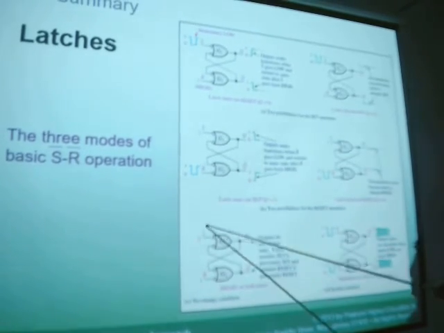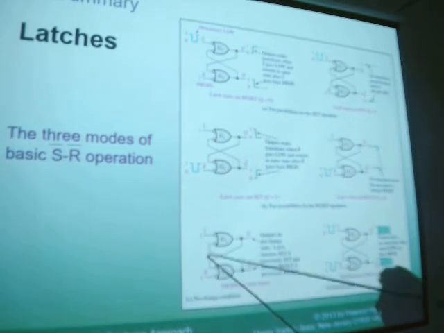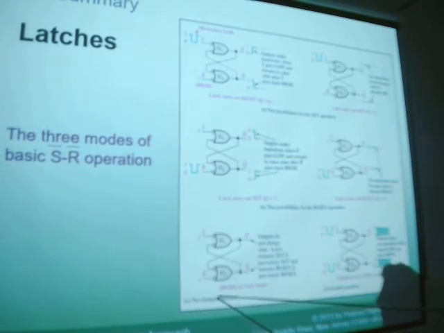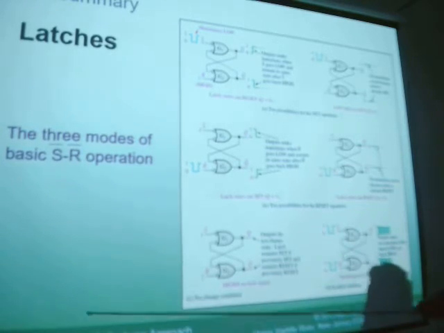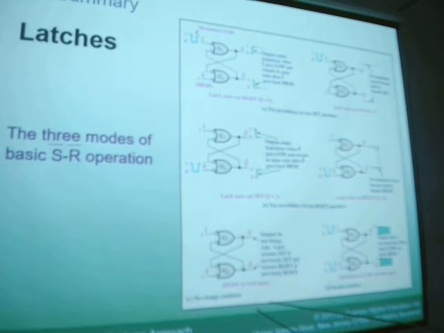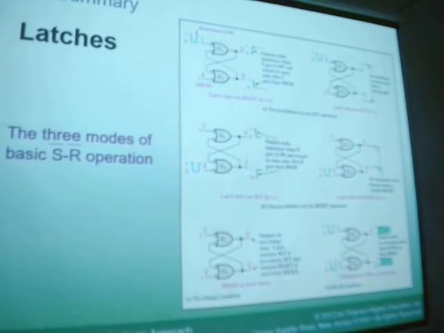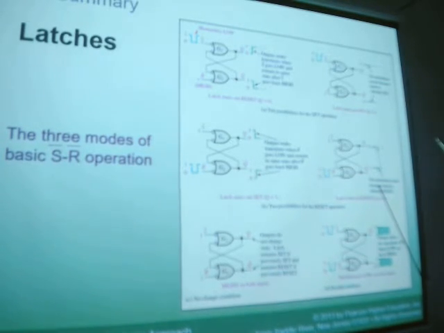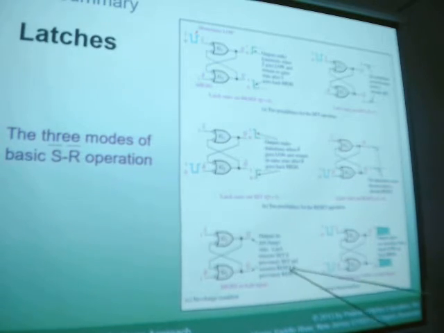For this combination, S bar, R bar, there is no change condition. No change condition because Q equals Q, Q bar equals Q bar. Outputs do not change state. Latch remains set if previously set, and remains reset if previously reset.